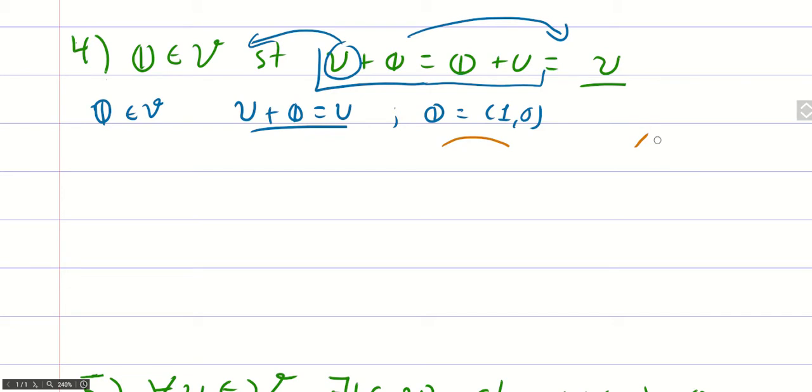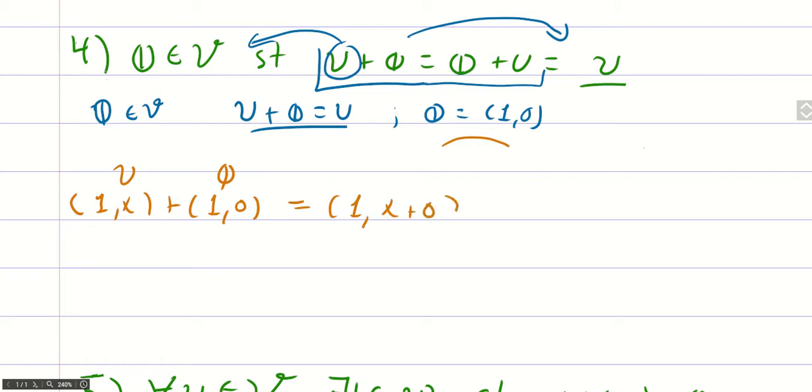Okay, great. So let's check this. u is equal to (1, x) plus the vector (1, 0). This is the zero vector, this is u, and when we sum this, we obtain (1, x + 0), which is equal to (1, x), which is equal to u again. So yes, the zero vector exists in V, and it holds the property that we should expect.